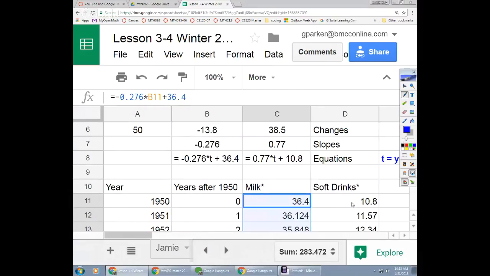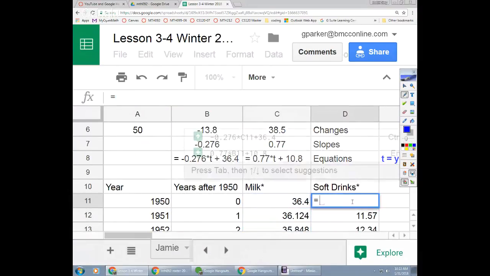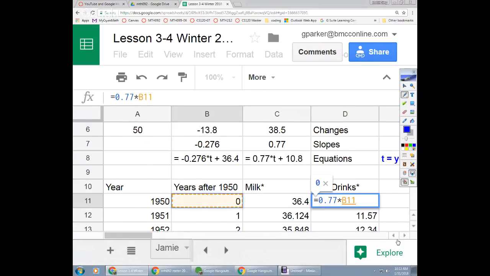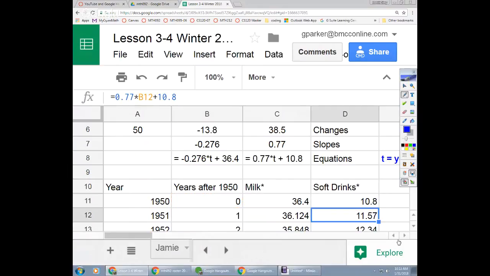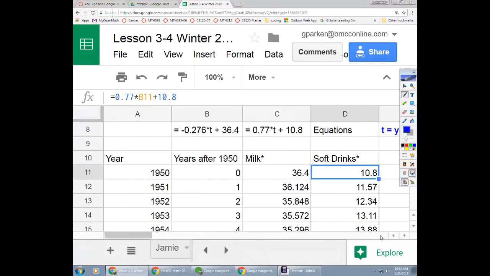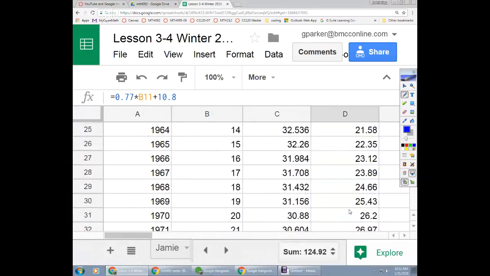And then similarly, I type the formula here, same way, equals 0.77 times the number of years that have gone by plus the starting point, 10.8. And that's all in that video too. And then fill that down for a while. And what we're looking for is to see when one crosses the other.